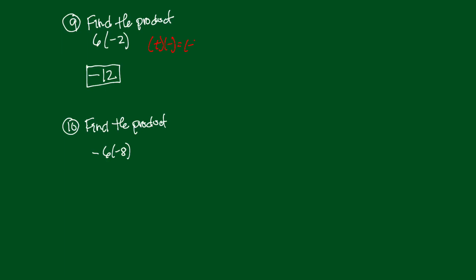Let's find this product. Now what I've got here is a negative number times a negative number, and if the signs are the same, you always end up with a positive. A negative times a negative is a positive.